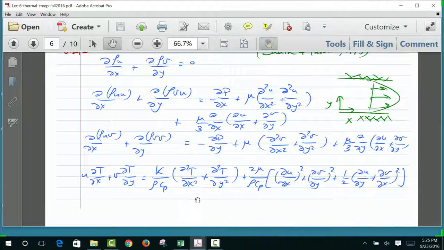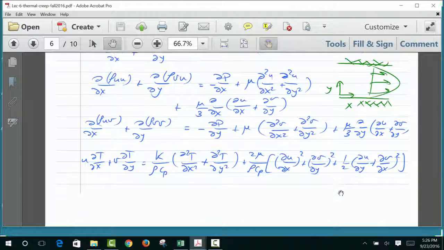Okay, the diffusion term and the viscous dissipation, that's coming from this guy and this guy. This is how work done over here translates into energy showing up in that temperature equation that will heat the flow. Good?